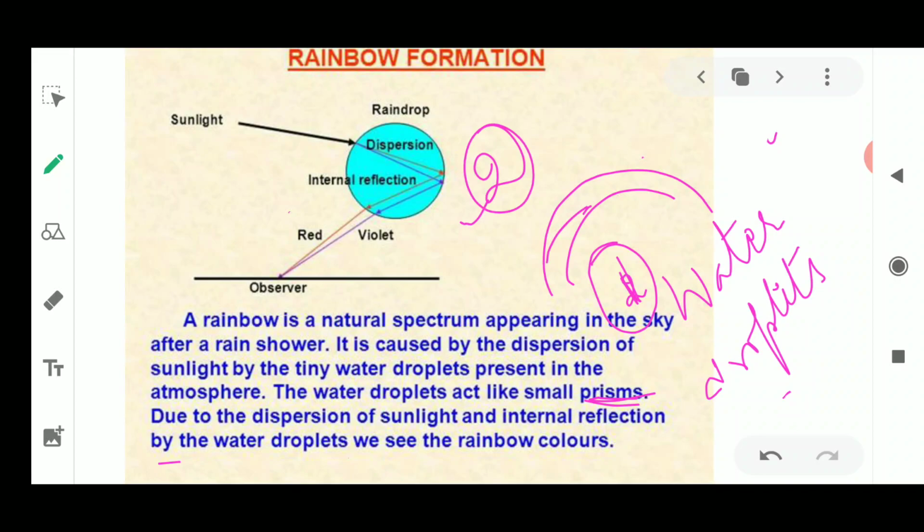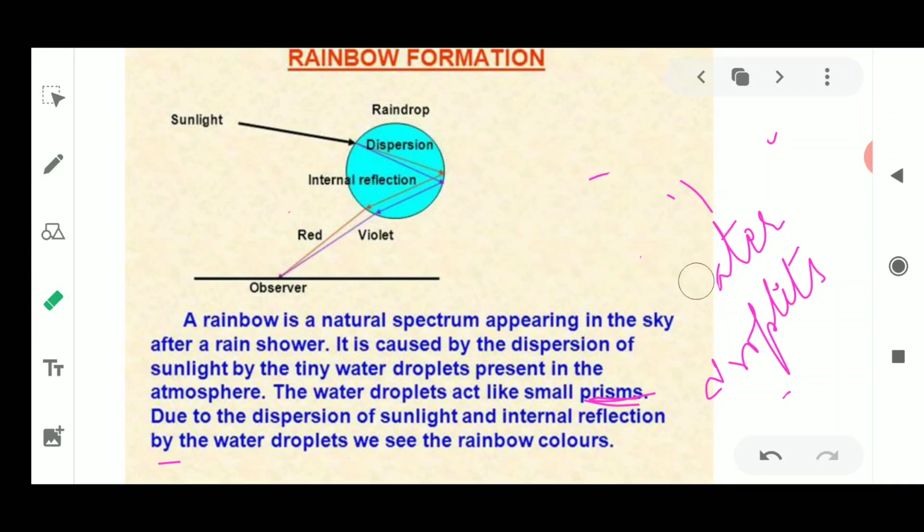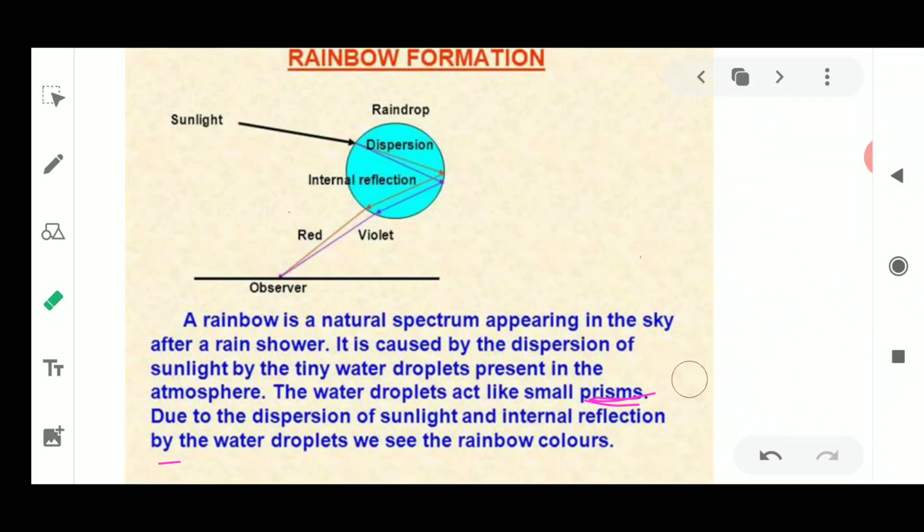Please remember that the rainbow is always observed when you have your back towards the sun. You are not facing the sun; it means the sun is at the back side of the observer. So the observer must stand with the sun behind them, so that only then you could see the rainbow in the opposite direction of the sun.